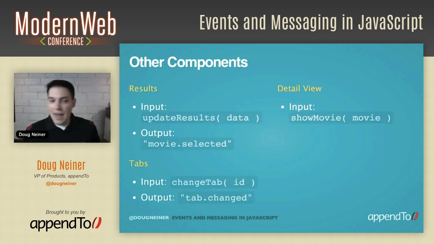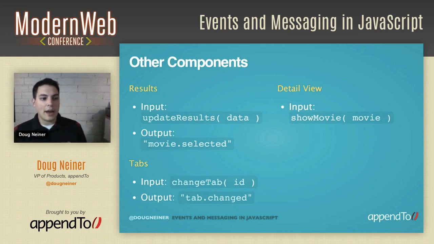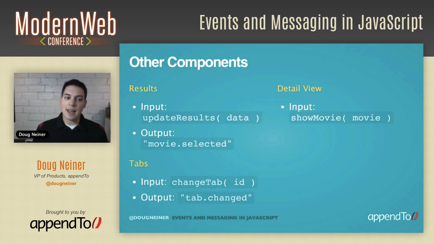All right, we're not going to go that deep into each of the other objects, but we can expect that our results view would accept a method that's called update results, and that's going to pass in the data from the server. It will then be responsible for rendering. We'll have an output of movie selected. So when you do click on a movie, the results view is the thing that's going to output that event for you, knowing that a movie is selected. You don't have to bind an event for your app directly to that movie.